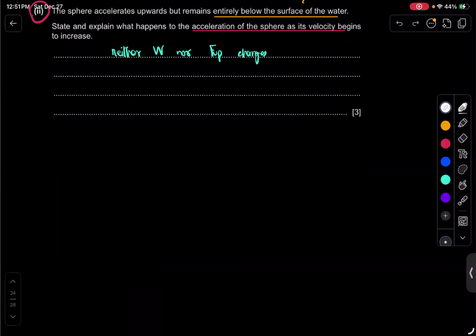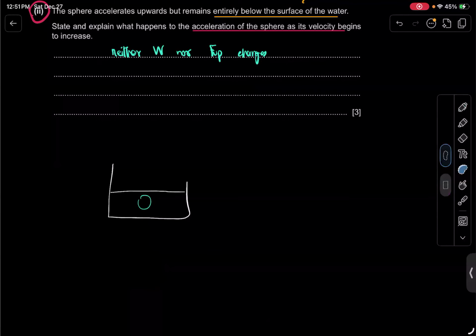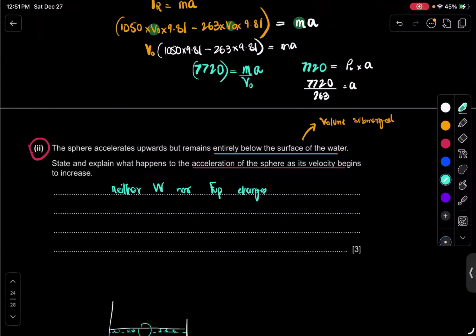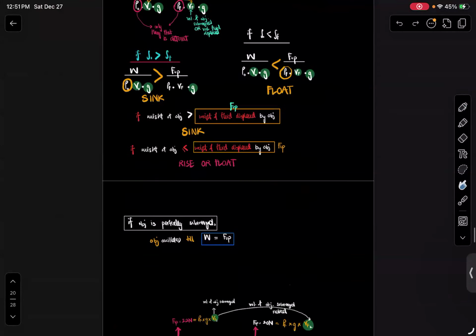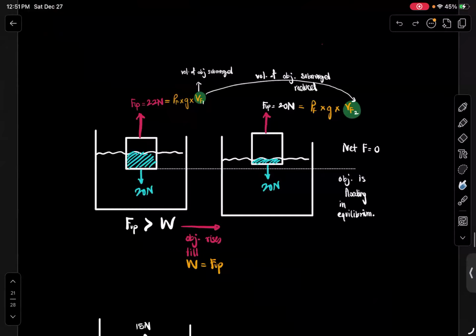Because for example, if the ball were to start here and it reached over here, then the volume of the liquid displaced is going to come down as well. So clearly, in that way, the upthrust is going to fall. But in this example, he says that the sphere remains entirely below the surface of the water, right? This is slightly different to the example that we did over here.